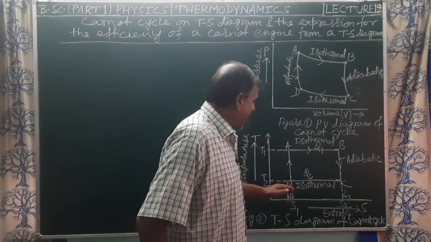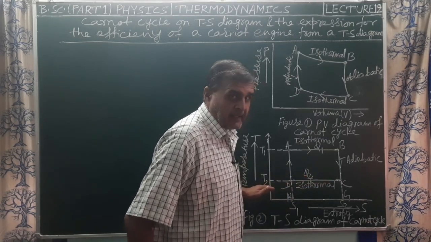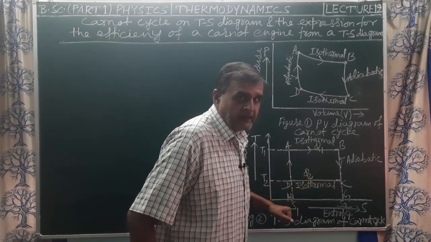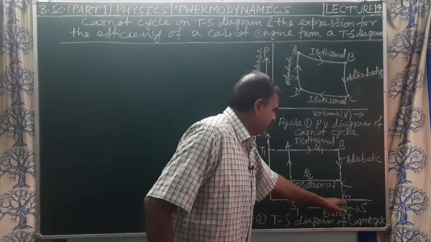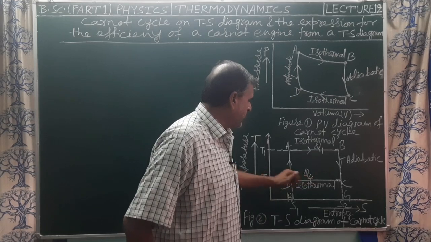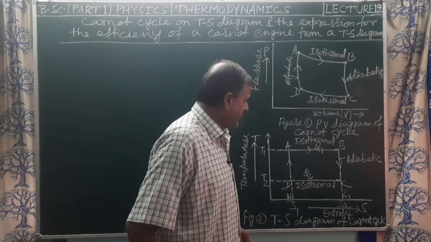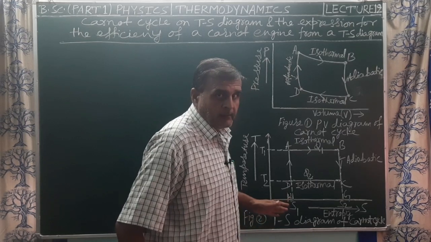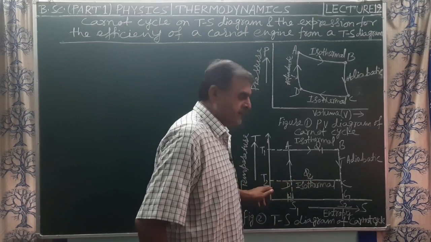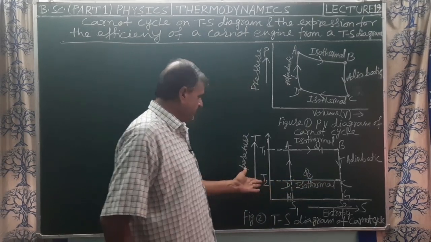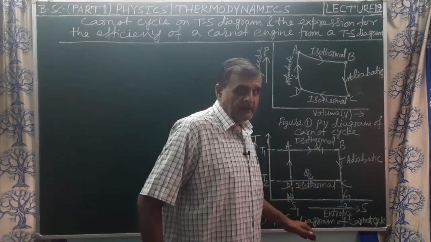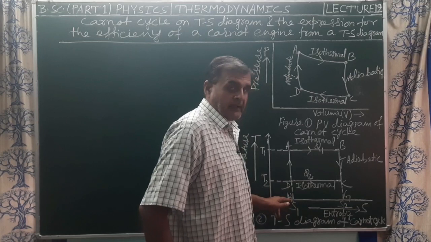So in isothermal compression, temperature remains constant, which is temperature T2, but entropy of the system falls from the value S2 to S1. So during isothermal compression of Carnot cycle on TS diagram, temperature of the system remains constant, that is T2, while entropy of the system falls from the value S2 to S1.